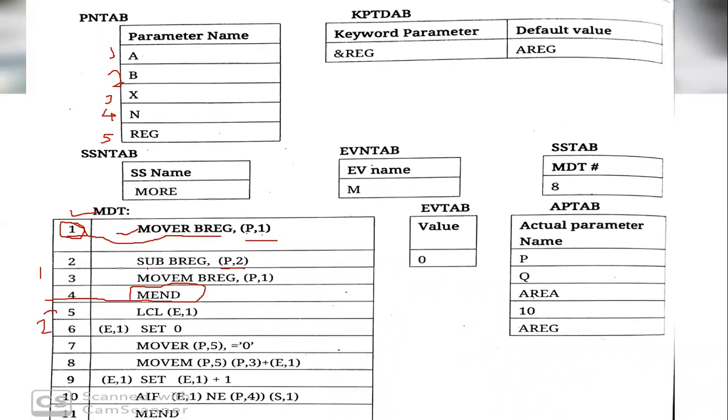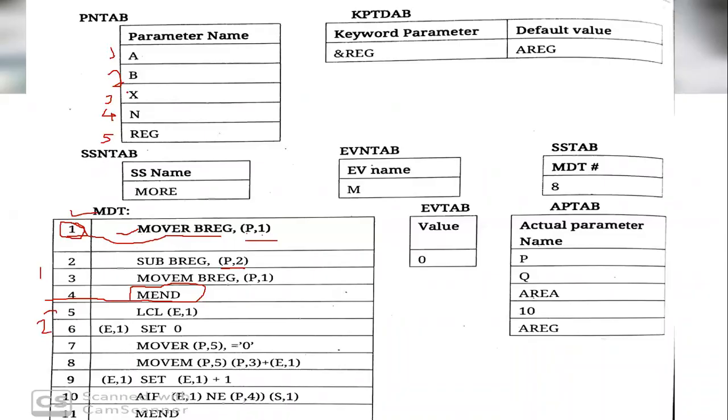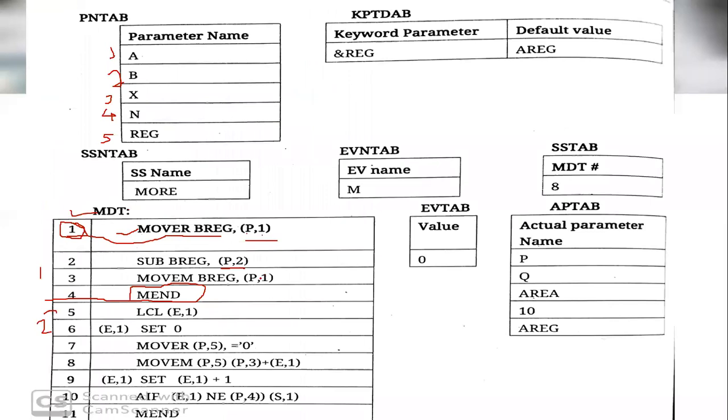Then next thing is nothing but sub B register P comma 2. P is the parameter, and B, that is we can see this particular statement, that is the second statement, sub B register comma B. B, it is the positional parameter and which is identified at the second location, so we can put here 2. Move MB register P1, we can see this particular sub A, that is move MB register comma A. This is the first parameter, so we can use here P comma 1, and we can end the macro.